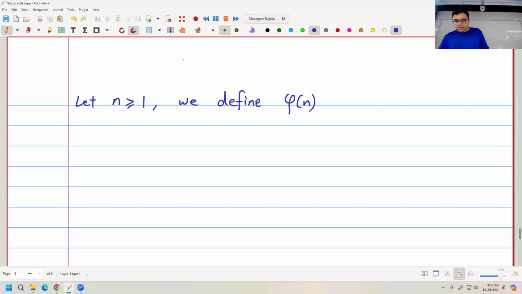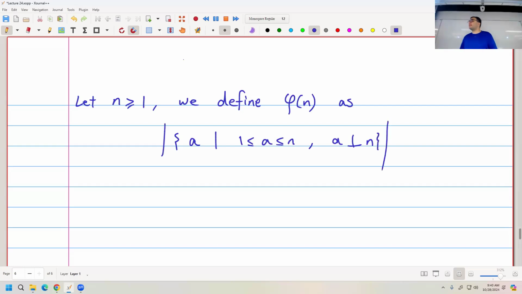Okay. So this is what I do. I look at all the numbers a that are between 1 and n and relatively prime to n. And I ask how many of these numbers do I have? So it's the size of this set. And this is called Euler's totient function.